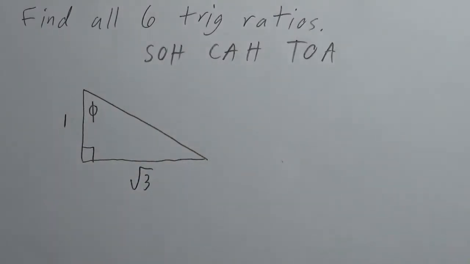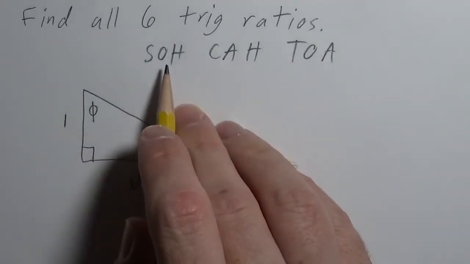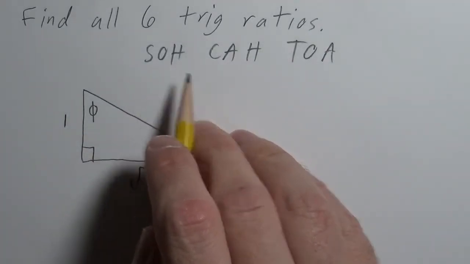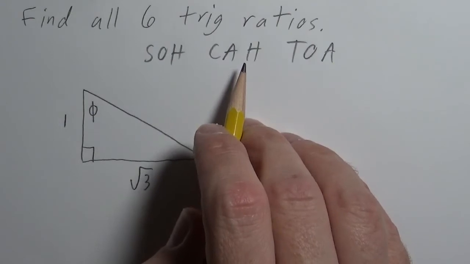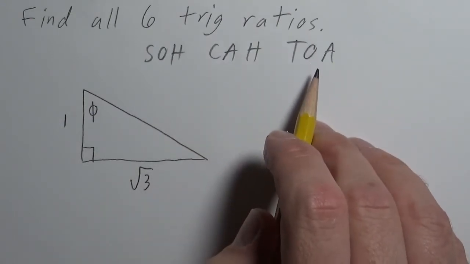The reciprocals are just that. The reciprocal of this would be hypotenuse over opposite. The reciprocal of this would be hypotenuse over adjacent. The reciprocal of this would be adjacent over opposite.